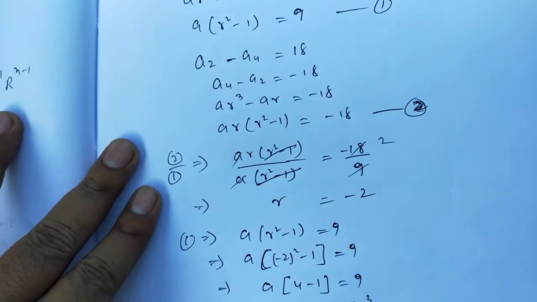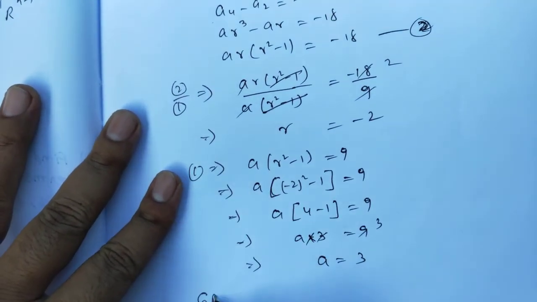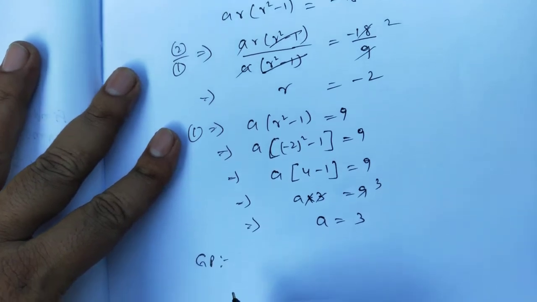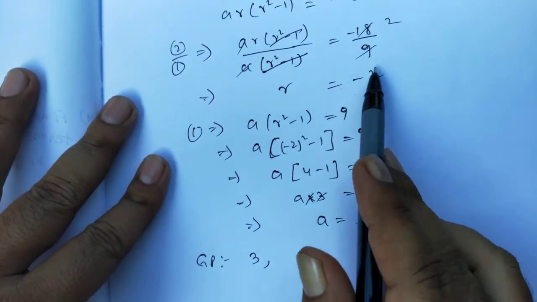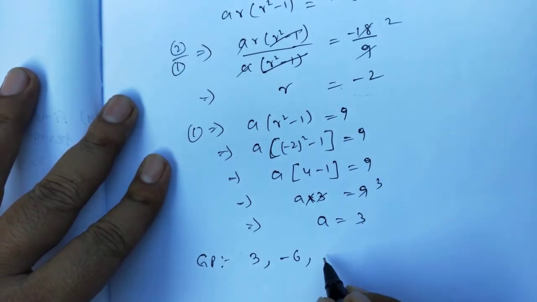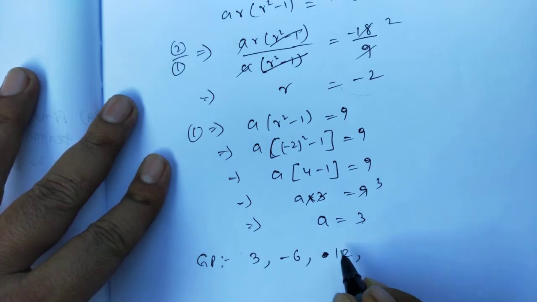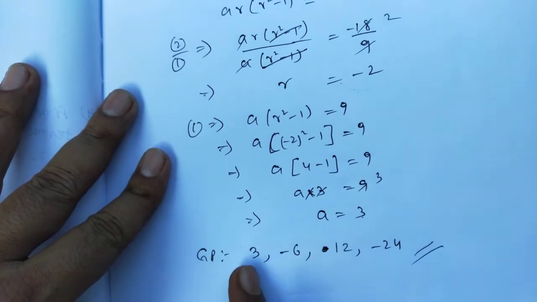Your question is to find the first 4 terms. So for the GP, the first 4 terms will be: A is 3. The second will be multiplied by minus 2 since R is negative 2. 3 into minus 2 is minus 6. Again multiply by minus 2, 12. Again multiply by minus 2, minus 24. So these are the first 4 terms.